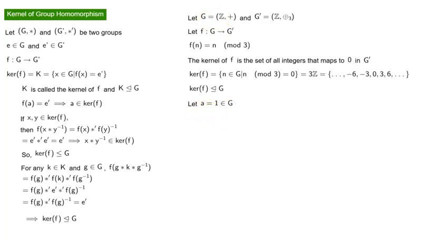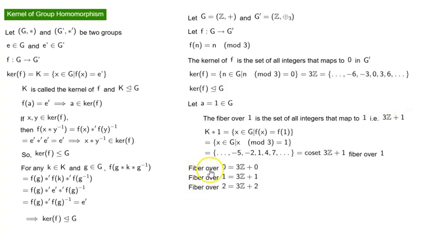If a is equal to 1, then we say the fiber over 1 is the set of all integers that map to 1. And which are those elements? Those are the elements 3Z plus 1. So the fiber over 0 is 3Z plus 0. The fiber over 1 is 3Z plus 1. The fiber over 2 is 3Z plus 2. Now these three cosets or fibers partition G. Okay. So now let's look at another example.